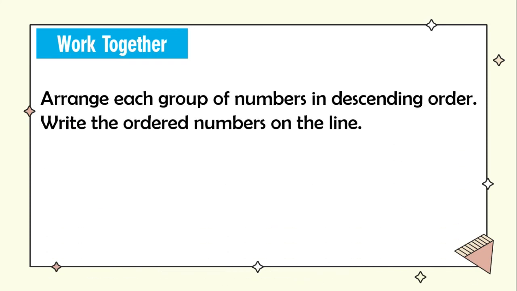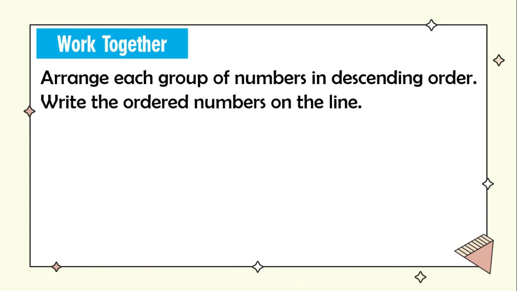Now let's answer page 42. Arrange each group of numbers in descending order. So write the ordered numbers on the line. So first, earlier, we wrote the numbers in ascending. Now we're going to write the numbers in descending, which means from highest to lowest, from greatest to least.